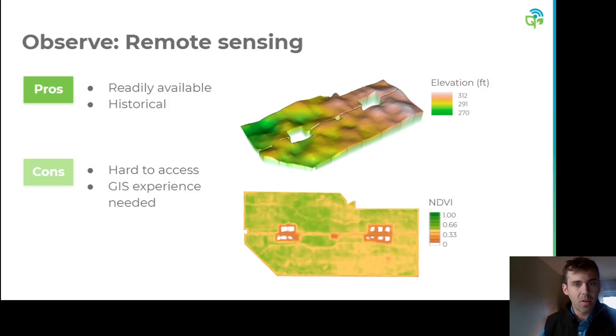Here I put the example of elevation. Nowadays, most of the elevation data that is available has been collected with a radar-like technology. So it's not coming from a survey.